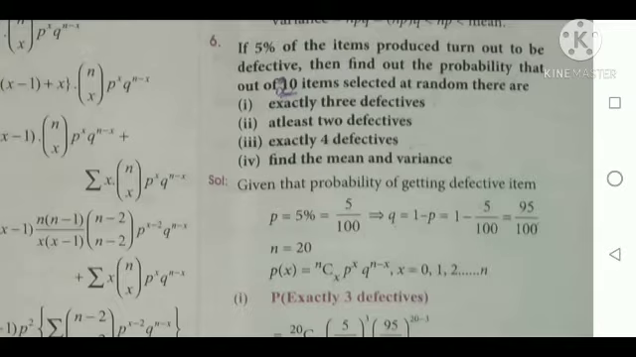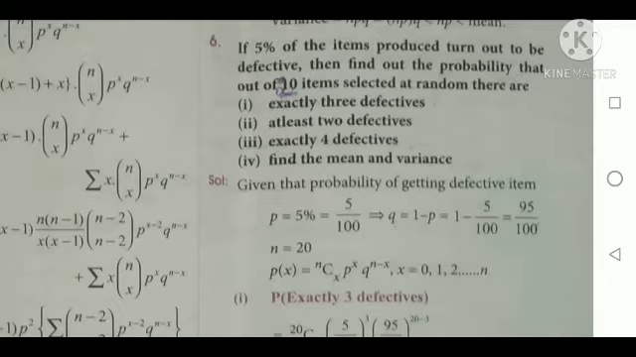Here it is said that 5% of the items produced turn out to be defective, which means p equal to 5%, that is 5 by 100, and q equal to 1 minus p, that is 95 by 100. So n equal to 20 items; the 10 items in the question is a printing mistake, so change it into 20 items. The first question asked here is exactly 3 defective. Exactly 3 defective means the number of defective is 3 out of 20.